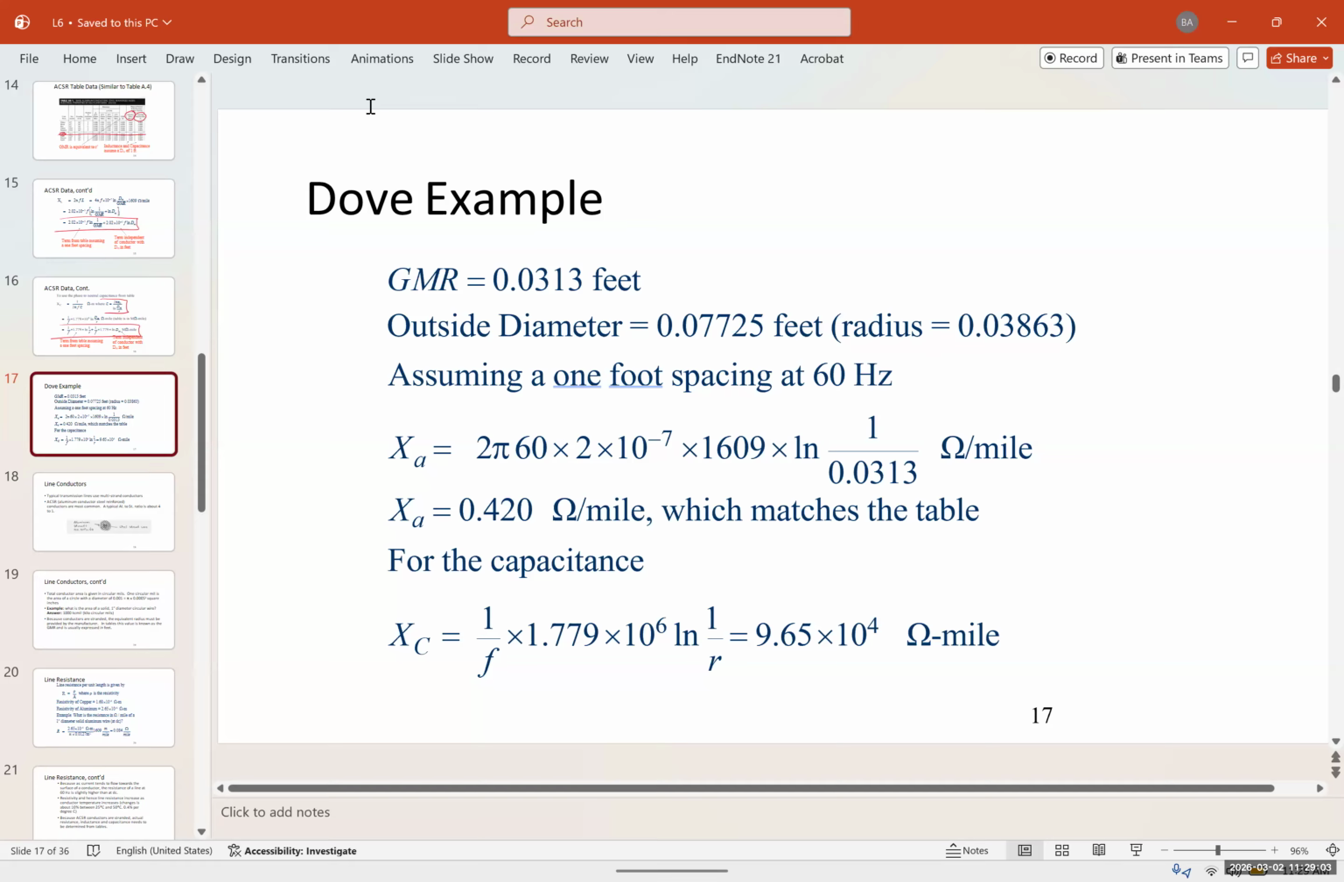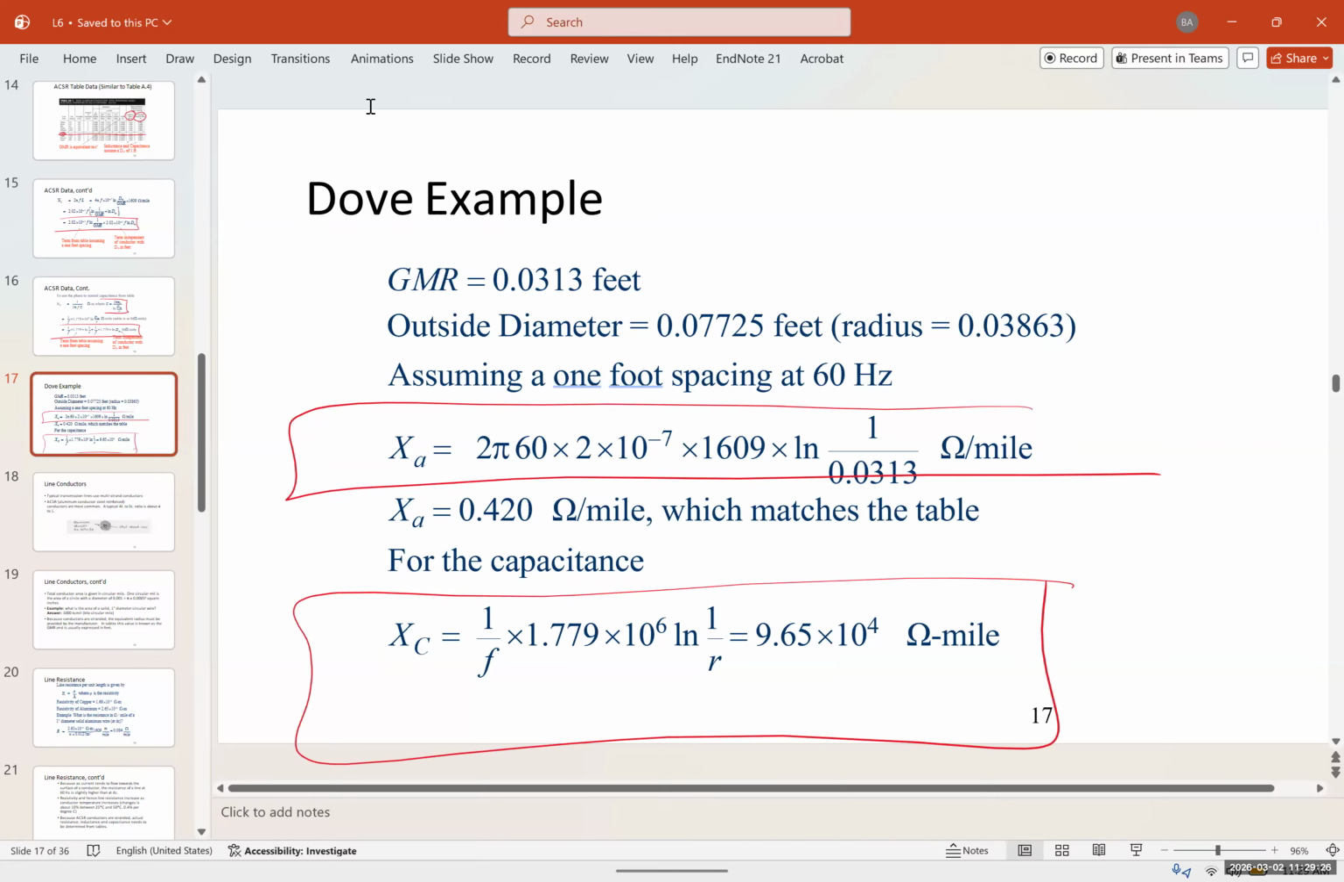Now, for the capacitance, XC is going to be 1 over F times 1.779 times 10 to the power of 6, times ln of 1 over R, which is going to be 9.65 times 10 to the power of 4 ohms per mile. So again, if you want to find the susceptance, capacitance and inductance of a system, you can use the table, put it in this equation, and you can get the capacitance and susceptance.